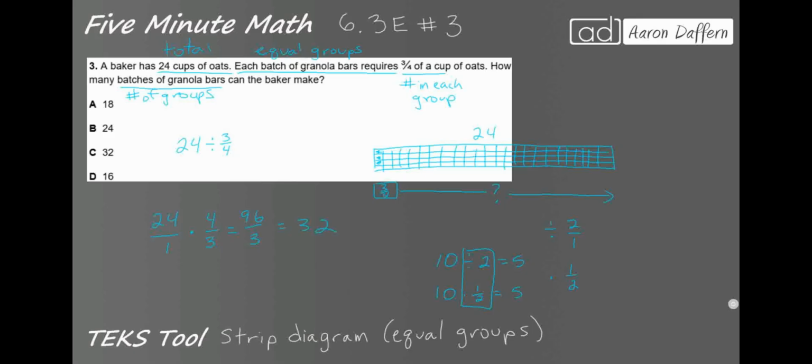So I'm going to end up with 32, which makes sense because you have less than one whole in each group, and so that's the only number greater than the original number, 24. So my answer is C.